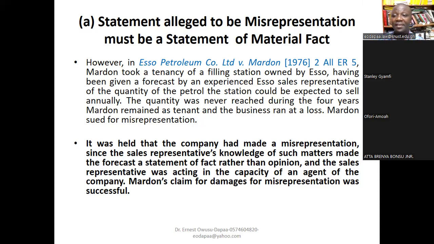So here, unlike Bisset and Wilkinson, where the court said that the seller of the farm was in the same position as the purchaser of the farm because the farm had never been used for sheep farming, and the vendor could only be conjuring up, if you like, stories, since he had no basis.